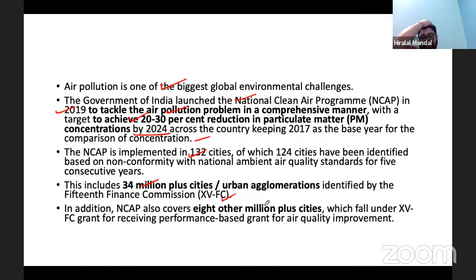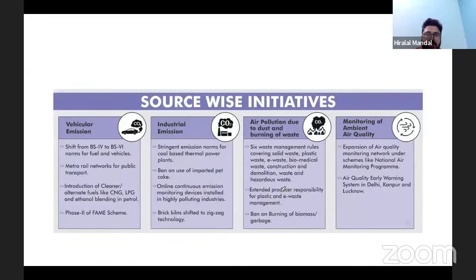Apart from that, there are 8 other million plus cities that are also receiving grants under the National Clean Air Program. So what are the various steps that the government of India has taken when it comes to addressing the issue of clean air?